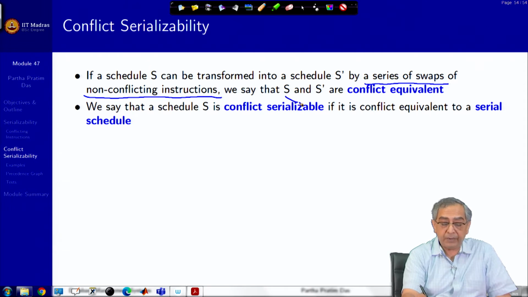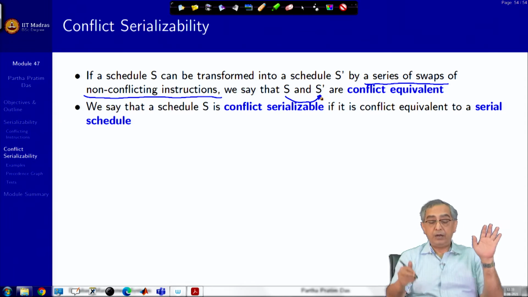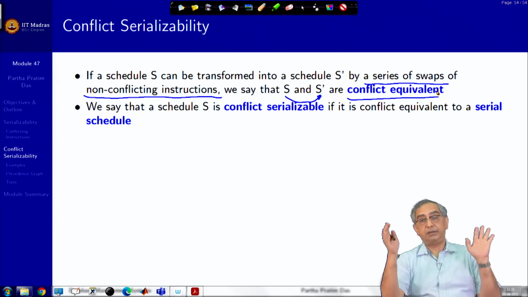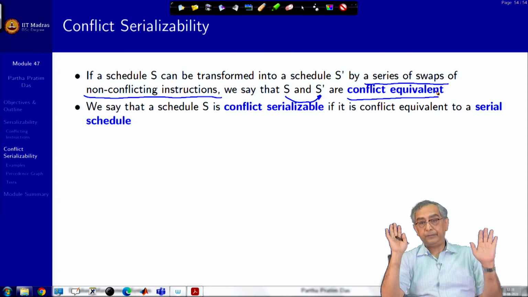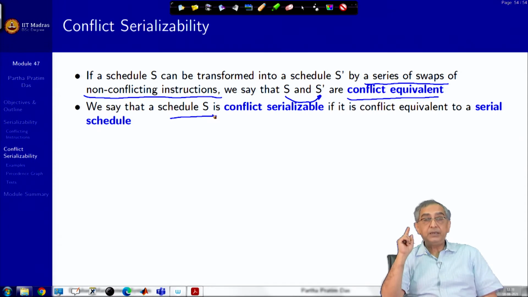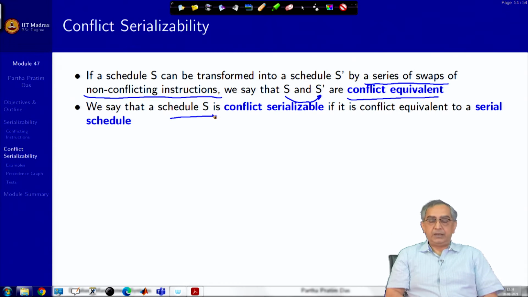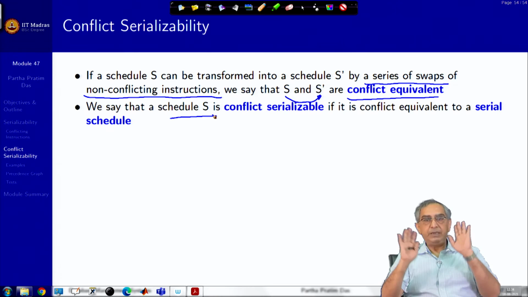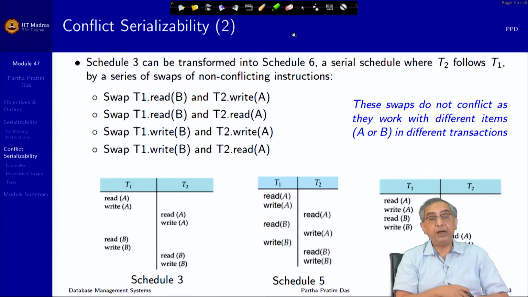So, in that process from S, if we produce S prime, then we say that S and S prime are conflict equivalent. Now, we will say that schedule S is conflict serializable if it is conflict equivalent to a serial schedule. Serial schedule is one where first one transaction, then the next transaction. This is the basic concept. So, we will have to see what is conflict serializable and what is not.